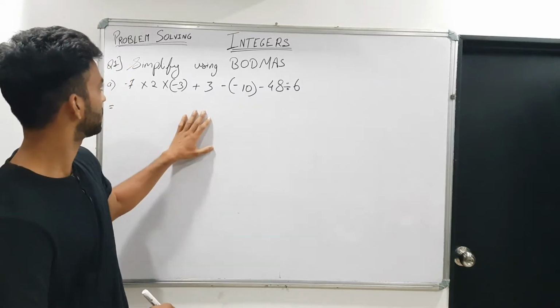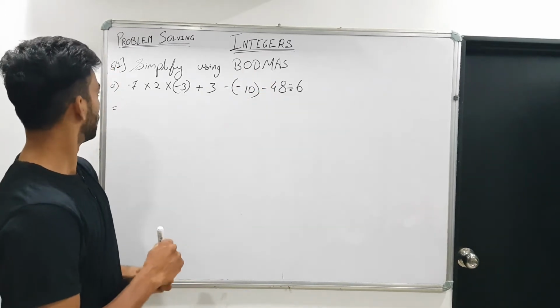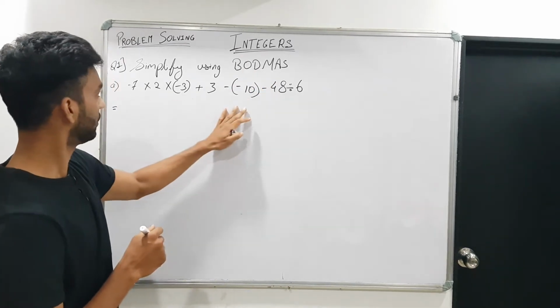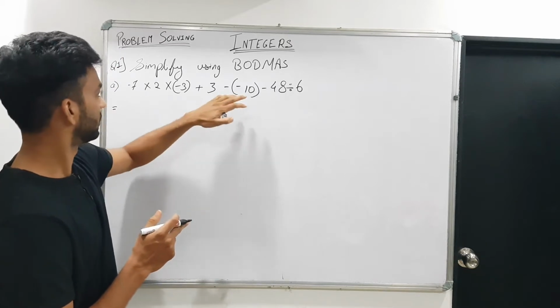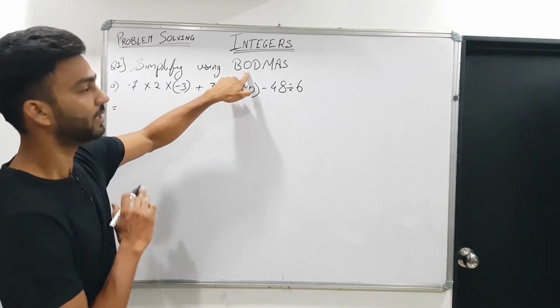So we'll be seeing some questions based on the body mass. We have seen the rule. Now here there are no brackets. These brackets are for sign. Operation के लिए bracket नहीं है, off भी नहीं है.